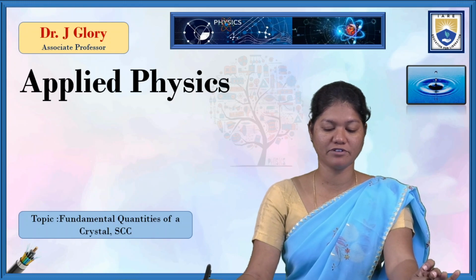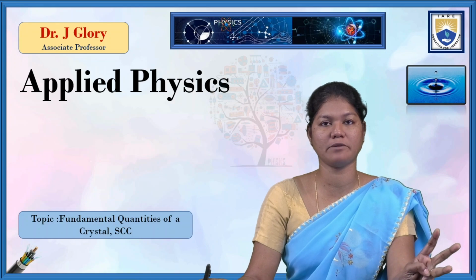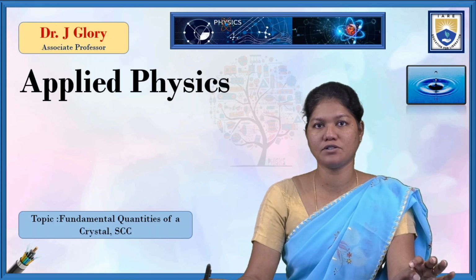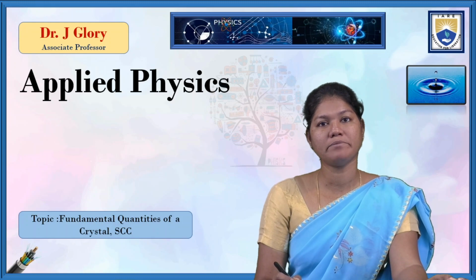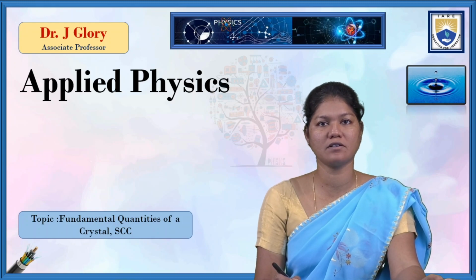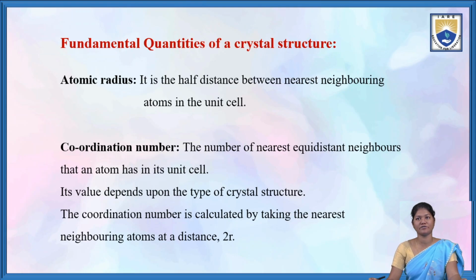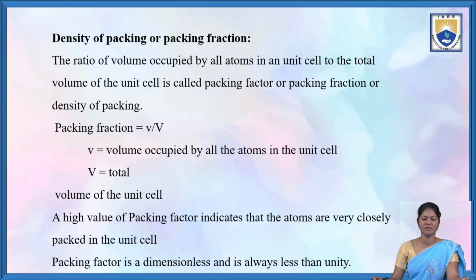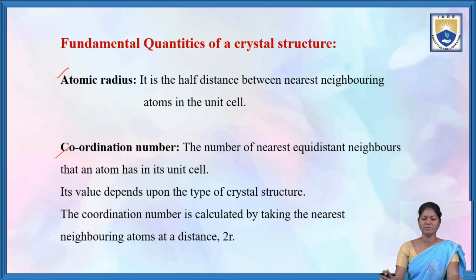Today I wish to tell about fundamental quantities of a crystal, and also we shall see the simple cubic crystal. The fundamental quantities of a crystal structure are atomic radius, coordination number, and atomic packing factor, which can also be called density of packing or packing fraction. In this, first we shall see the atomic radius.